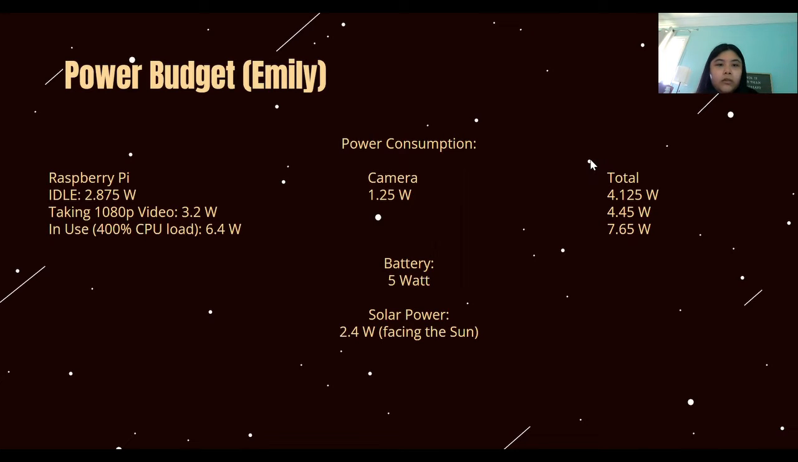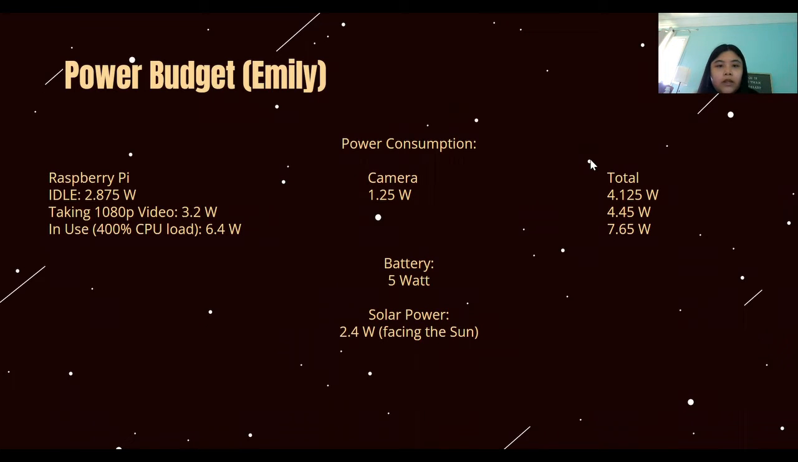When the Pi is in use to the point that the CPU load is 400%, it takes 6.4 watts. This is to know the maximum consumption of power for the Pi to make sure we can accommodate it in the event the CubeSat needs to draw on more power in space. Lastly, the camera takes 1.25 watts. Adding these together, we figured out the Pi will consume 4.125 watts when idle, 4.45 watts when taking pictures or videos, and 7.65 watts when being heavily used.